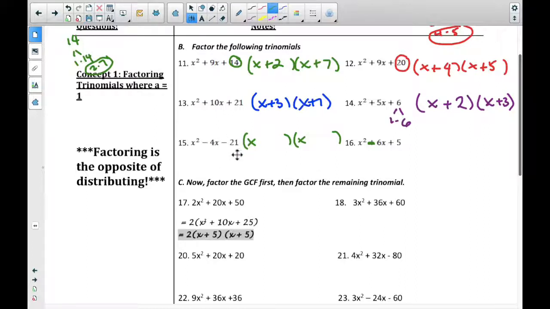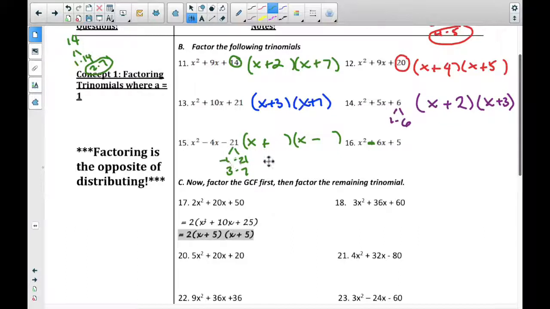And so I have to think, well, one of them is going to be positive and one of them is going to be negative, because a negative times a positive is a negative. So I need one to be positive, one to be negative. Then, when I think about what multiplies to be 21, of course, 1 times 21 does. So does 3 times 7. And those are my only options. But the difference here is it wasn't 21, it was negative 21.